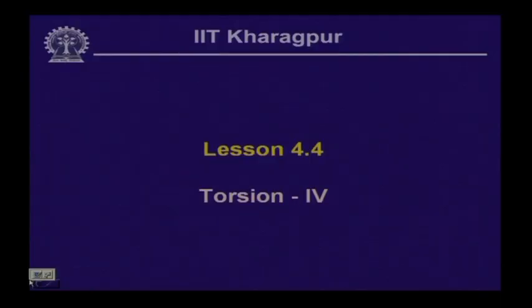Welcome to the fourth lesson of the fourth module, which is on torsion, part 4. In the previous three lessons on torsion, we have seen several aspects of what happens to a bar when it is subjected to a twisting moment, and this twisting moment could be in a bar which is a solid circular shaft, or a bar which has a tubular cross section.